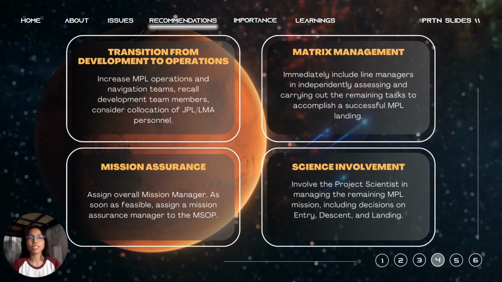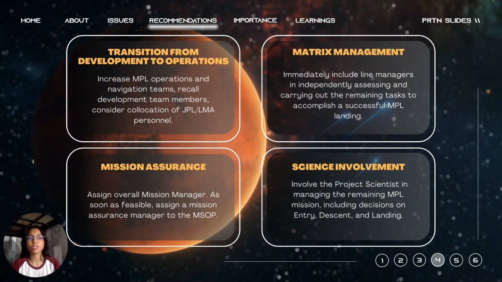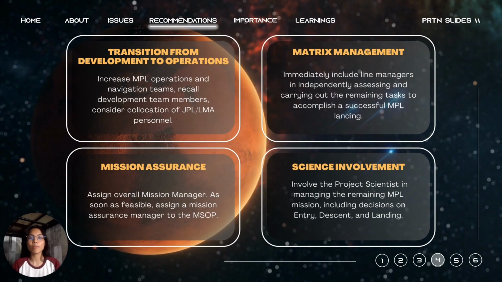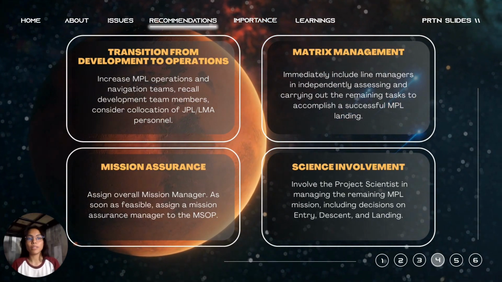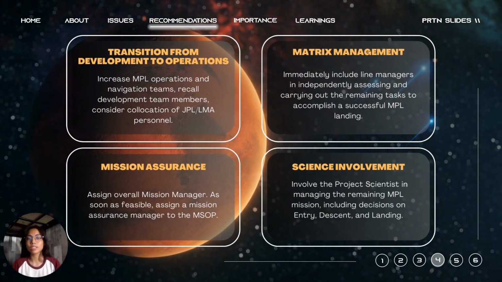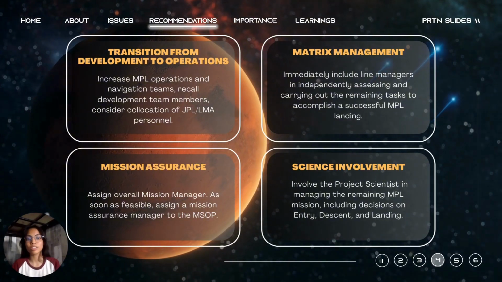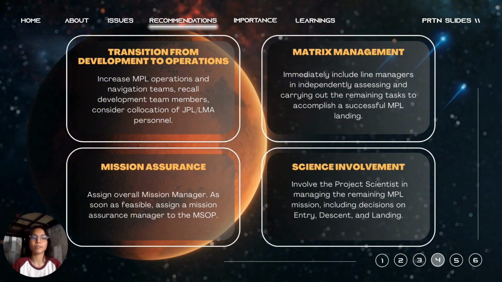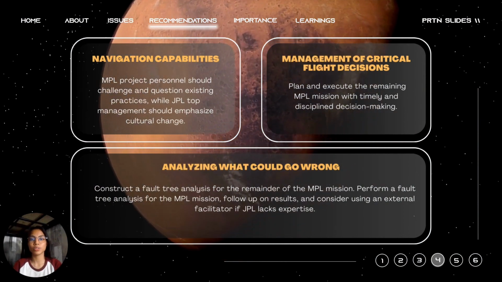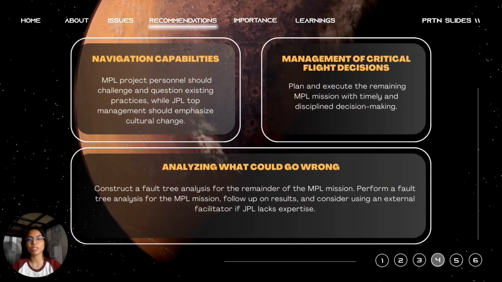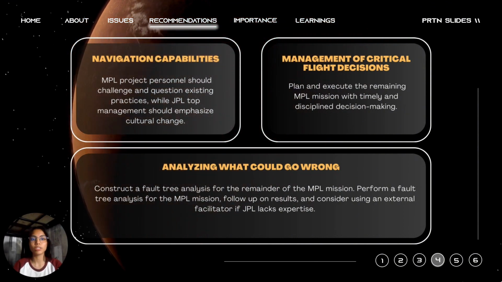Mission assurance. Assign an overall mission manager. As soon as feasible, assign a mission assurance manager to MSOP. Science involvement. Involve the project scientists in managing the remaining MPL mission, including decisions in entry, descent, and landing. Navigation capabilities. MPL project personnel should challenge and question existing practices, while JPL top management should emphasize cultural change.